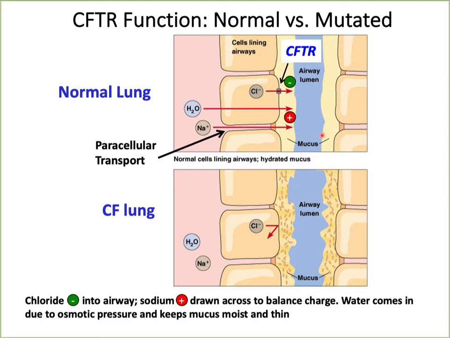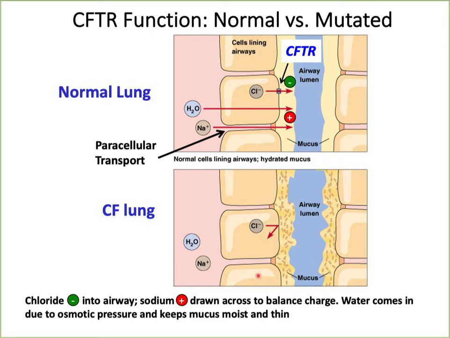So sodium is drawn across to balance the negative charge, and so now you have a high sodium chloride concentration in this mucus. In response to the high concentration, water is drawn across into the lumen in this area and hydrates the mucus. Water is moving across due to osmotic pressure because of the high sodium concentration in the mucus.